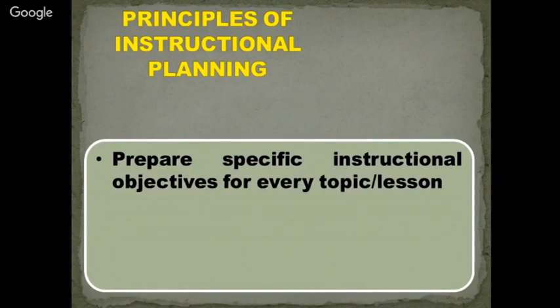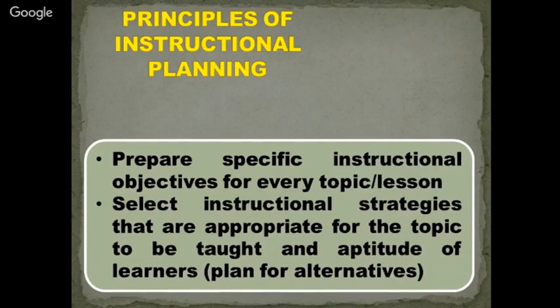Very important, and you know the significance of writing learning outcomes. So always prepare specific objectives for each lesson, for each topic. There will be one broad objective, that is the general objective, and there are short-term objectives, that is the specific objectives. Then select instructional strategies that are appropriate for the topic to be taught and the aptitude of the learners. A proper match between the objective, the strategy, and the characteristics of learners will facilitate optimal learning.